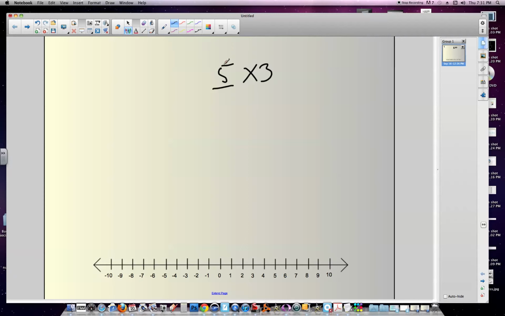This 5 as a coefficient means add this number to itself 5 times. When we have a negative coefficient, it means do the opposite of that. It means do the opposite of 3 five times. Well, 3 says go to the right, so the opposite of 3 would be negative 3. So this means go to the left 3 five times. Negative 3, negative 6, negative 9, negative 12, negative 15.